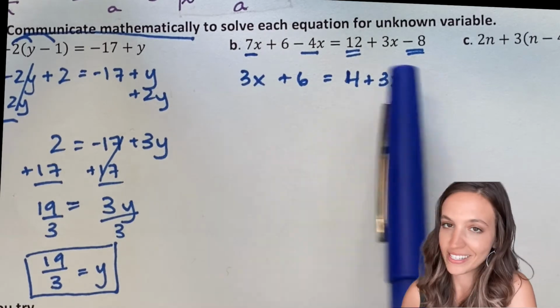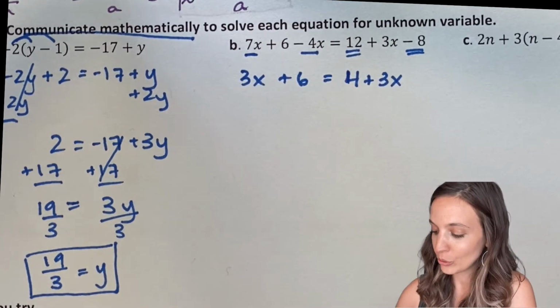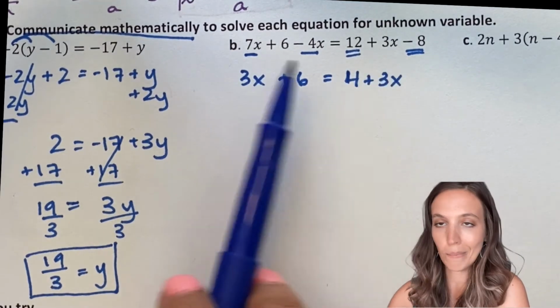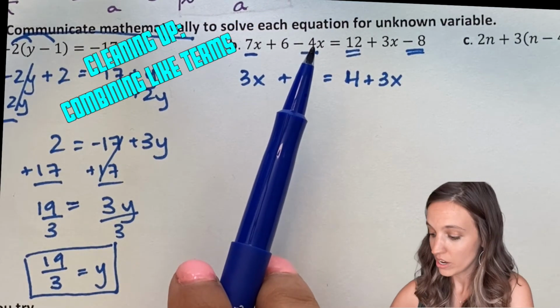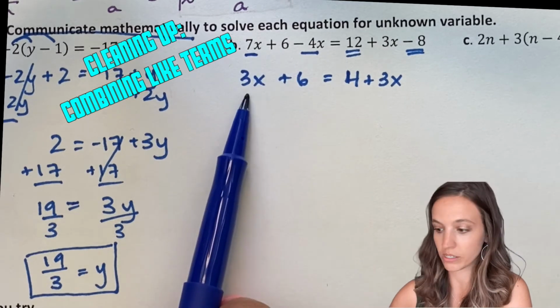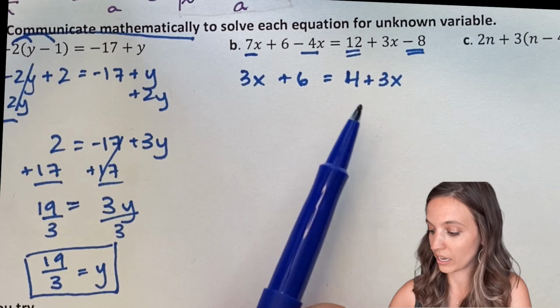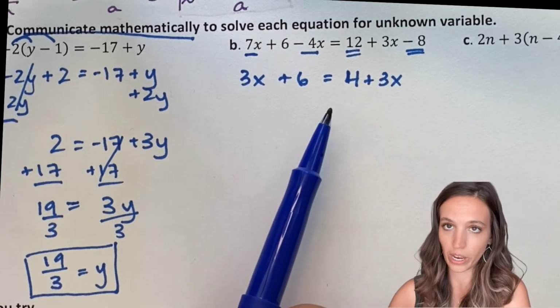I don't see any parentheses involved. So first thing I'm going to do is I see some x's and some like terms on the left and right side. So I'm just going to combine like terms before I start moving anything around. So 7x minus 4x is 3x plus 6 equals, on the right side, I see a 12 and a -8 that are like terms, so I can do 4 plus 3x, or I could write that as 3x plus 4.